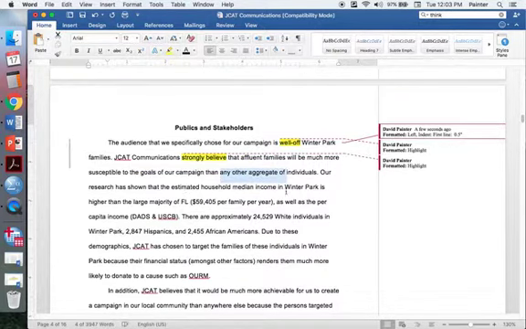Estimated household median income is higher than the large majority of Florida. This is not appropriate, FL. Is this the average income in Florida? Or is that the average income in Winter Park? This is not an APA citation.